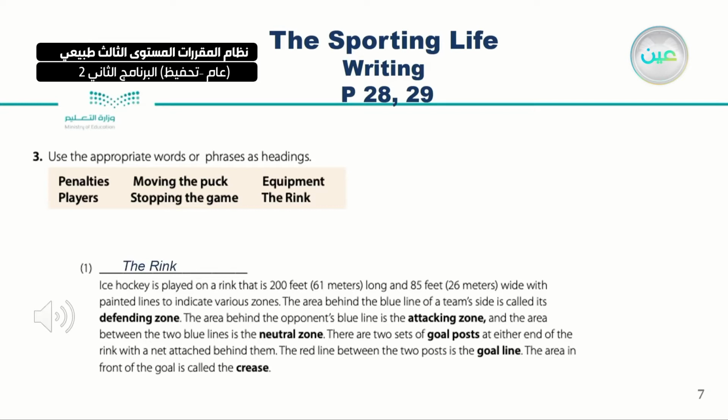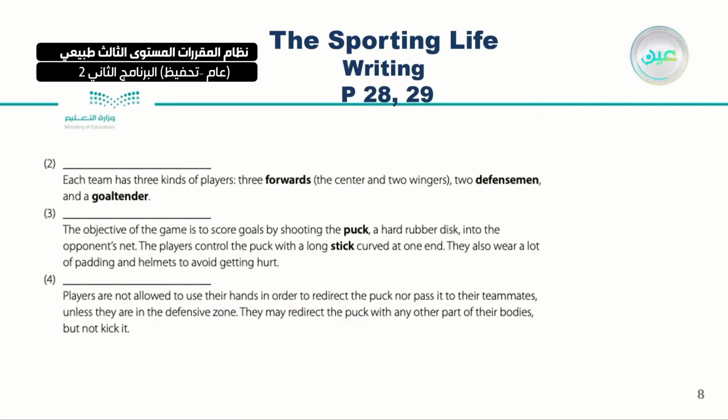Number one is the rink. Why? Because now I'm talking about the ice hockey rink itself. So now I'm trying to describe the rink and what is going on in the defending zone, the neutral one, the goal posts. So the rink is the first one. What about 2, 3, 4, 5, and 6?